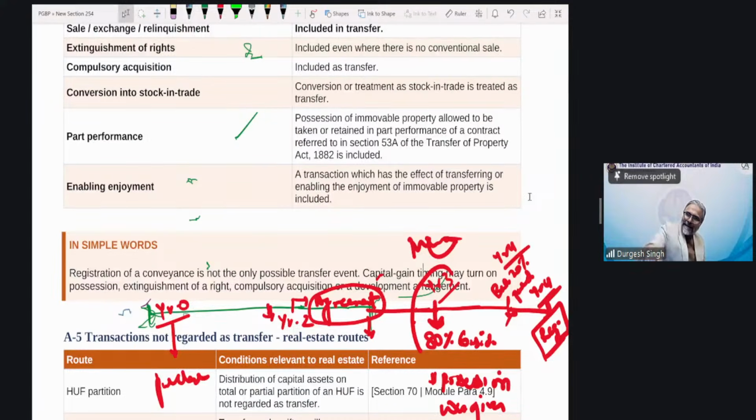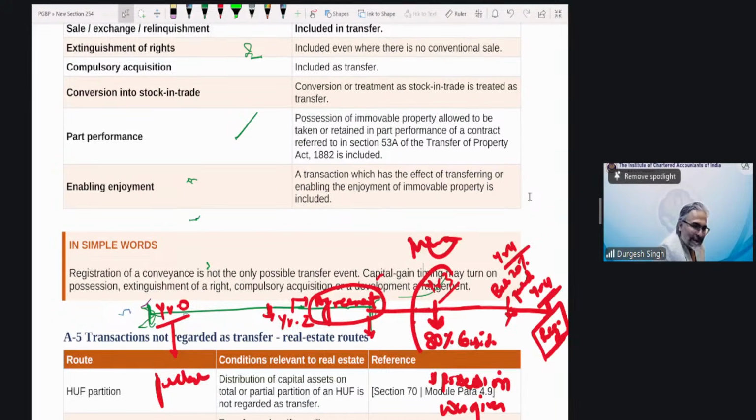Isn't it? This head, CG, is about transfer. But transfer of what? Stock in trade or capital asset? Capital asset. So first it has to be a capital asset, and thereafter it has to be a transfer. And then we'll decide which is the year of chargeability. That is the third part. But at least there needs to be an existence of capital asset, and that capital asset needs to be transferred. Then we will decide which will be the year in which the transfer will be chargeable. Okay?